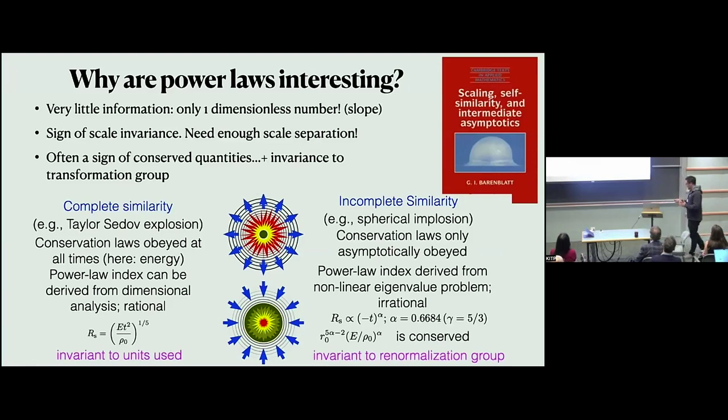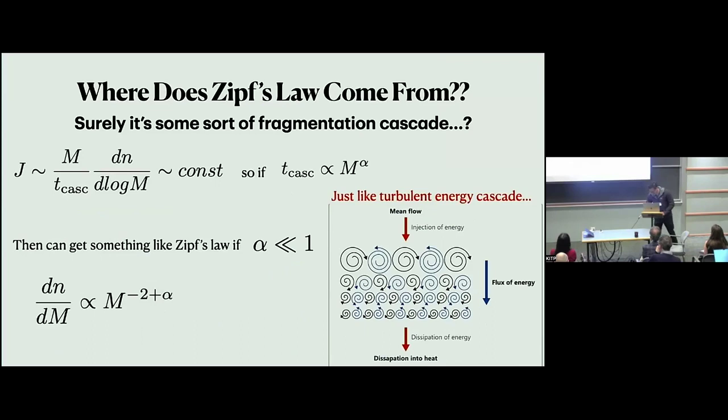You're familiar with things like Taylor-Sedov, where you get power law behavior and you can just get it from dimensional analysis, right? Turbulence is a classic example. Kolmogorov, you have conserved energy flux, and you can just get the scalings by dimensional arguments. There's another class, where you get it by solving an eigenvalue problem, and it's invariant to the renormalization group. I always fantasize that it would actually be this because it's cool, but I don't think so.